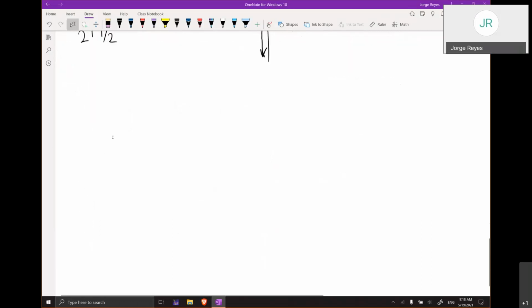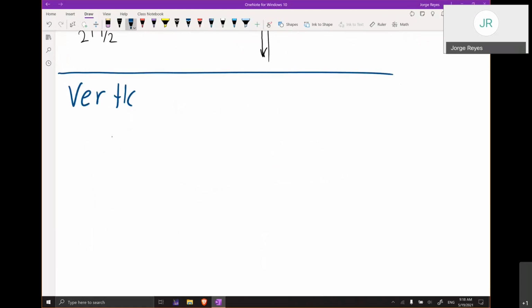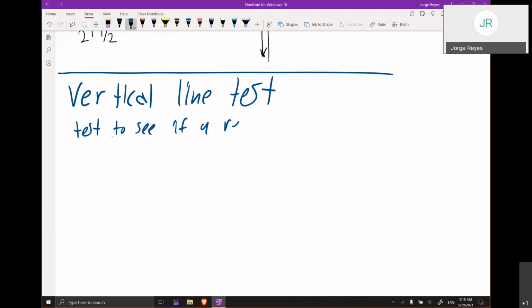Now one thing we can do with graphs, which is important, is something called the vertical line test. This is really useful to test to see if a relation is a function. If I give you a picture, you should be able to tell me if it's a function or a relation.